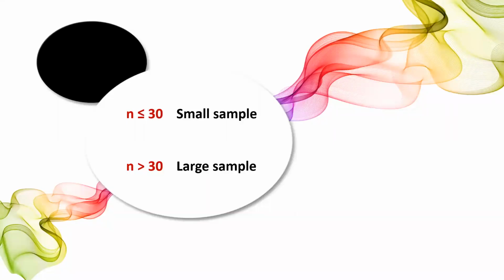Before that, while going for the hypothesis, we'll see what small sample and large sample mean. Small sample means when the n value, that is the number of observations, is less than or equal to 30, that comes under small sample. And when the value exceeds 30, that becomes a large sample.